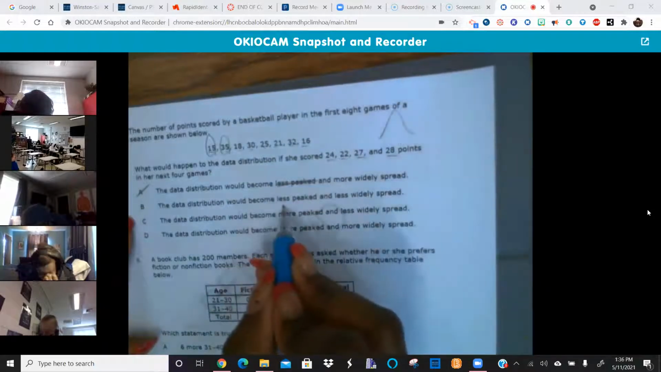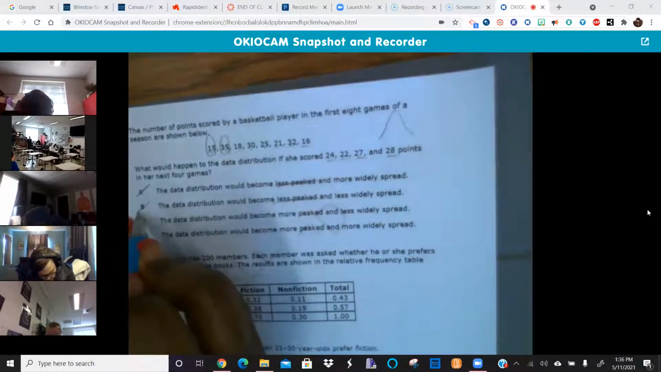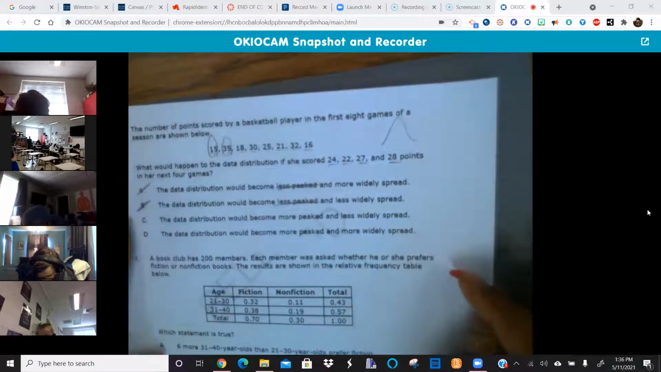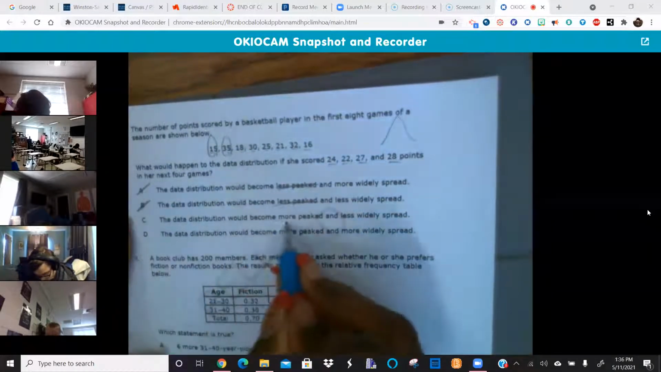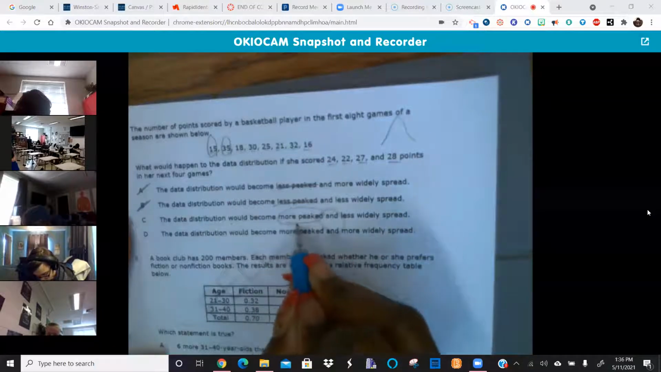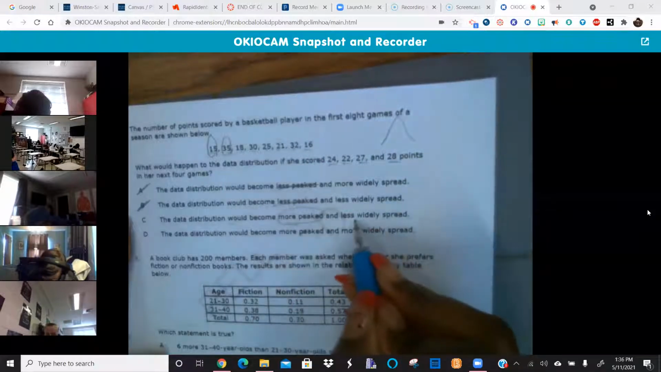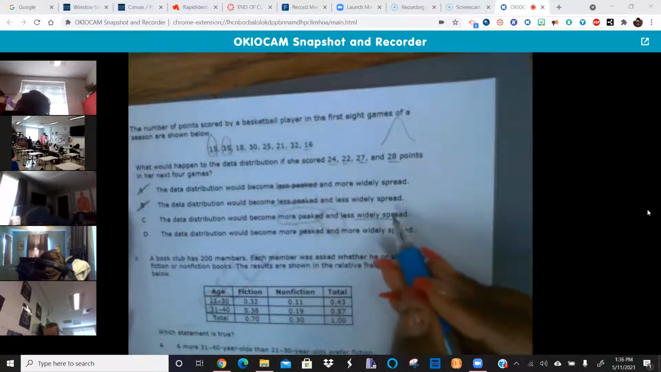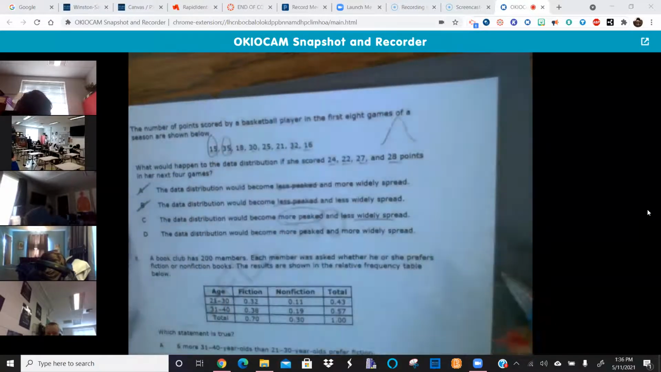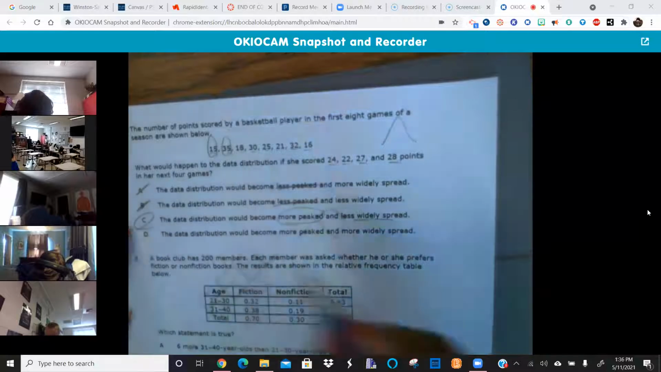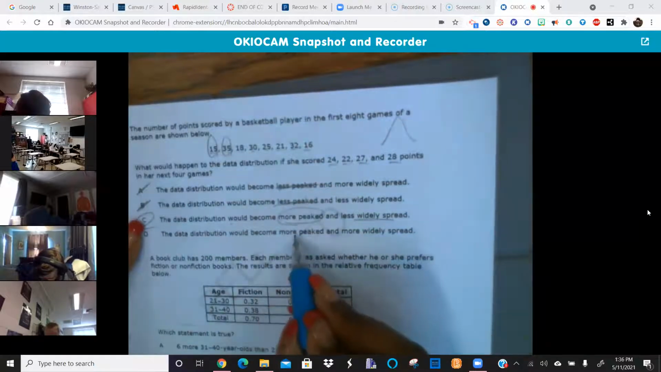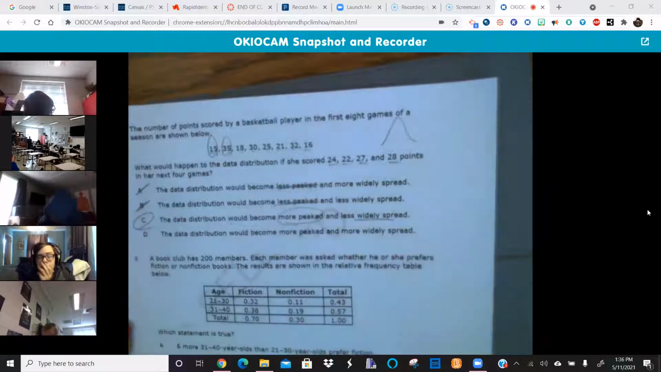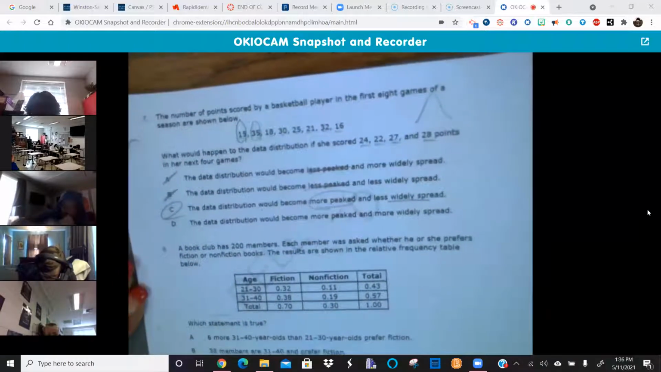Here it says become less peak again. No, that's not the right answer either. This is about the same thing. Both parts have to be true in order for it to be true. The data distribution will become more peak. Yes, it's going to become more peak and it's less likely spread. Yes, it is. It's not more of a spread. It's less of a spread because they're still right there in the middle. So this is going to be the best answer here because again, even though this part is right, the second part of it is wrong. Okay. Any questions about number 7?